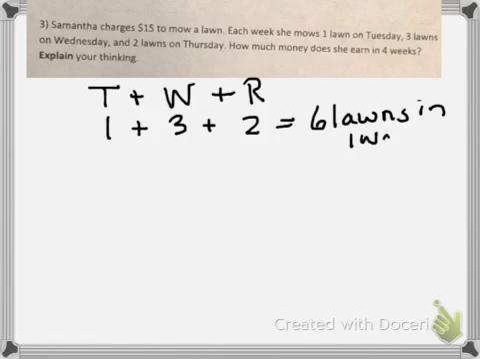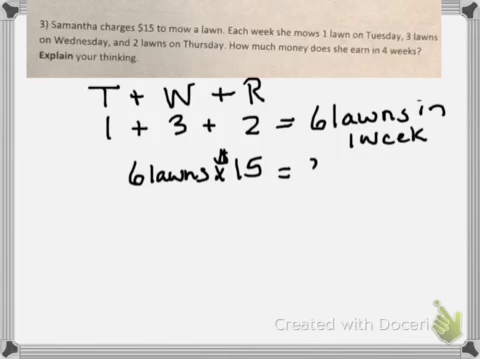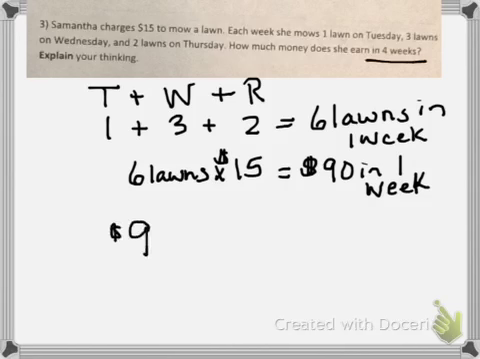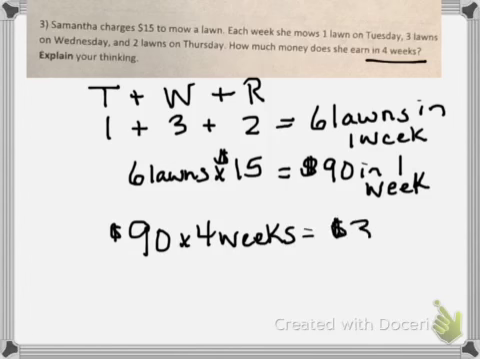In 1 week. Let's figure out how much money she makes in 1 week. We have our 6 lawns, and we know she makes $15 per lawn. So we're going to multiply 6 times 15. That gives us $90 in 1 week. But the question doesn't ask us how much she makes in 1 week. It asks how much in 4 weeks. So $90 times 4 weeks gives us $360.